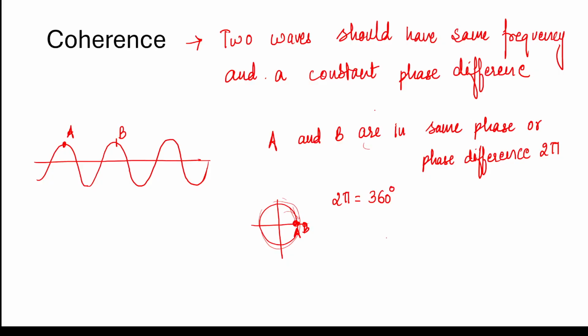Now, path difference is the distance between the 2 points. So path difference between A and B is lambda.